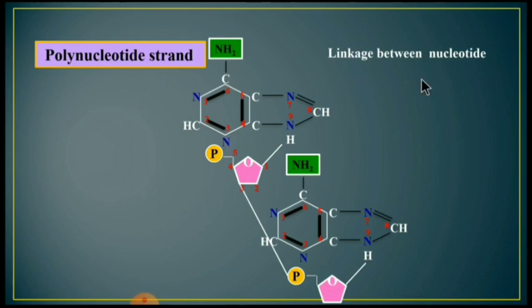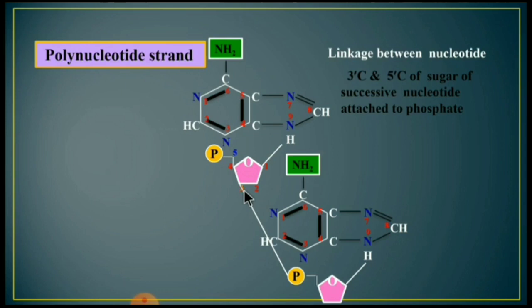So linkage between nucleotides takes place. Look here: 3rd carbon and 5th carbon, 2 phosphoester bond formations take place. One is between the 5 carbon of pentose sugar and phosphate group. The second is between the 3rd carbon of pentose sugar and the phosphate group of successive nucleotides. 2 phosphoester bond formations take place. That's why it is called a phosphodiester bond.